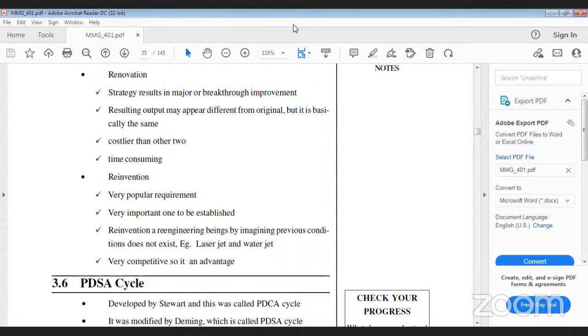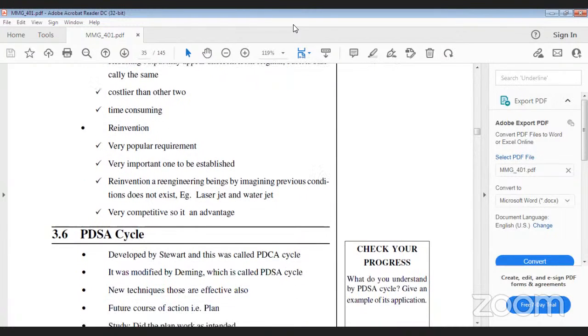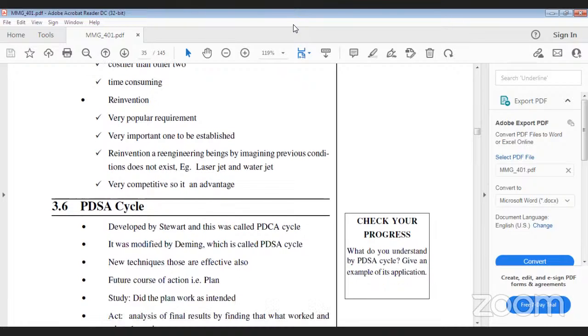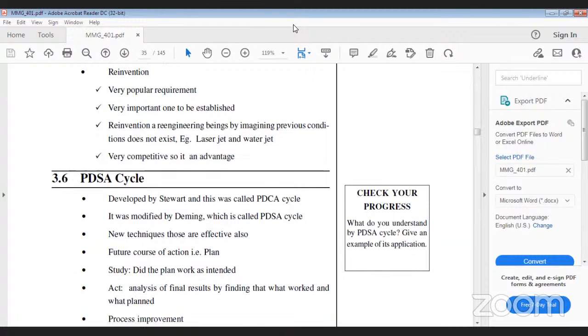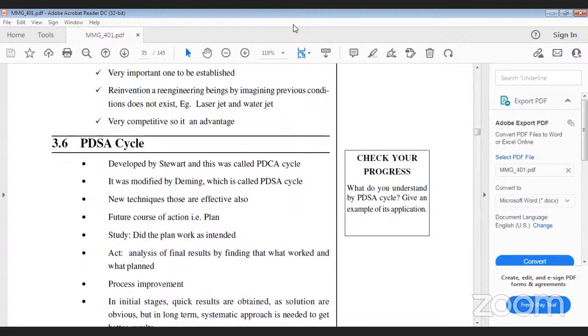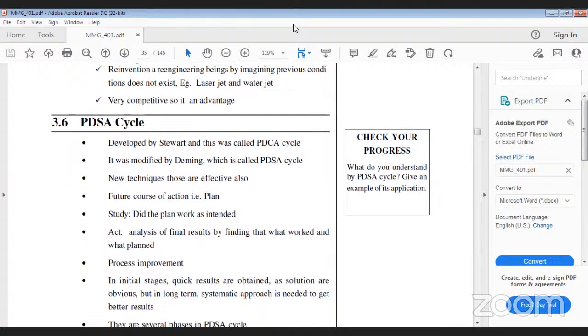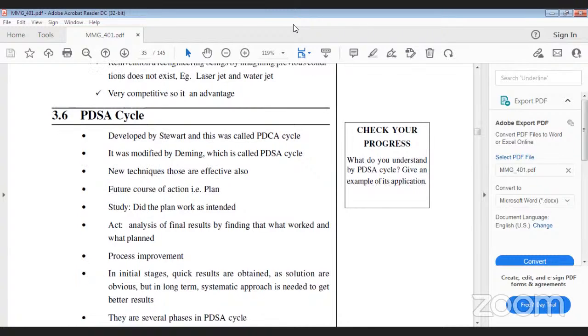The new technique has four effective steps. Plan is the future course of action. Then study: did the plan work as intended? Then act: analyze the final results by finding what worked and what did not. In the process of improvement, quick results are obtained in the initial stages as solutions are obvious, but in the long term a systematic approach is needed to get the best results.